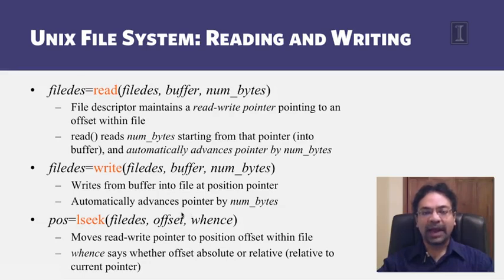This offset may be an absolute offset. You may say 10 here and say absolute here for whence, in which case the read-write pointer will point to the 10th byte of the file. Or you may say the offset is 10 and whence is relative, in which case the read-write pointer is advanced by 10 compared to where it is now. So that's a relative advancement, or a relative lseek.